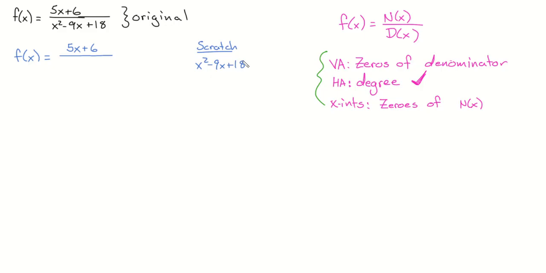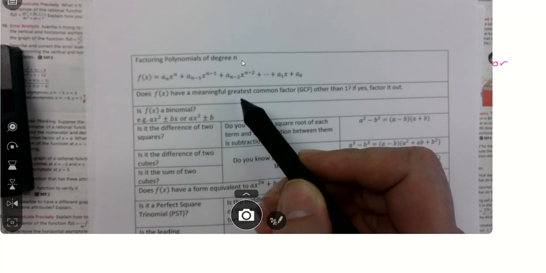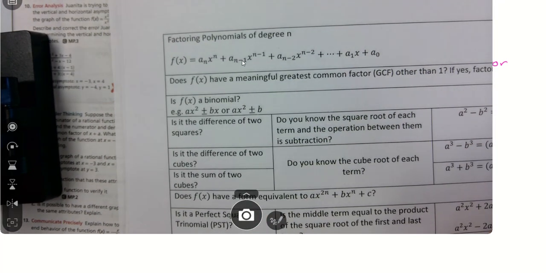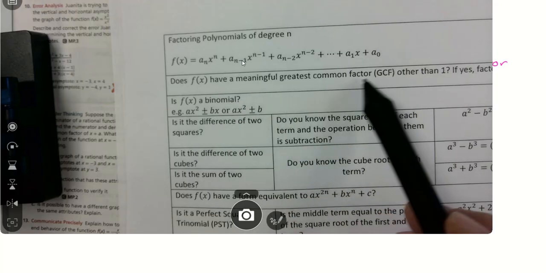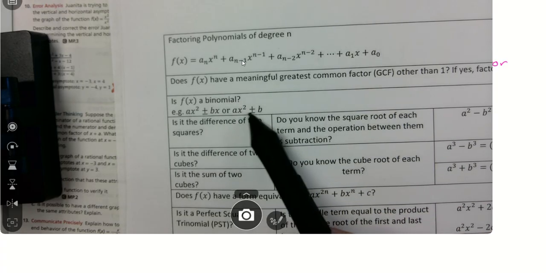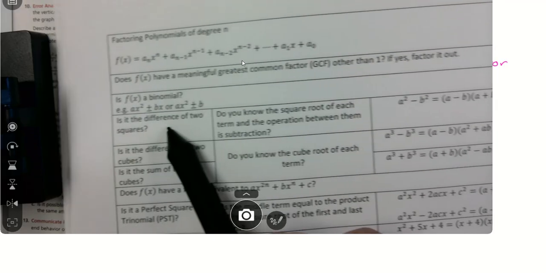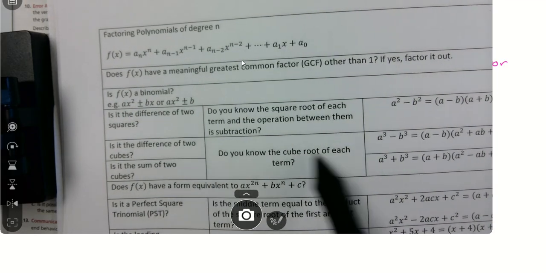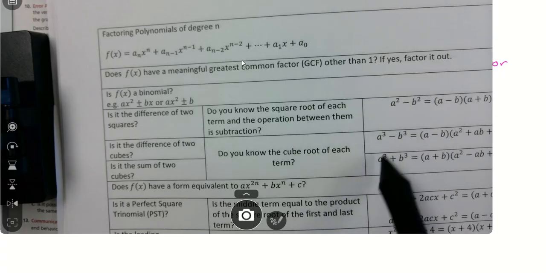Just to show you guys, we're going to take a side trip here. This is the really ugly form of polynomials. But right here, we just jump right in. Always, does it have a GCF? We check that constantly. Is it a binomial? And then is it the difference of squares? Here's the rule for difference of squares. Is it the difference of cubes? Here's the rule for both of them.